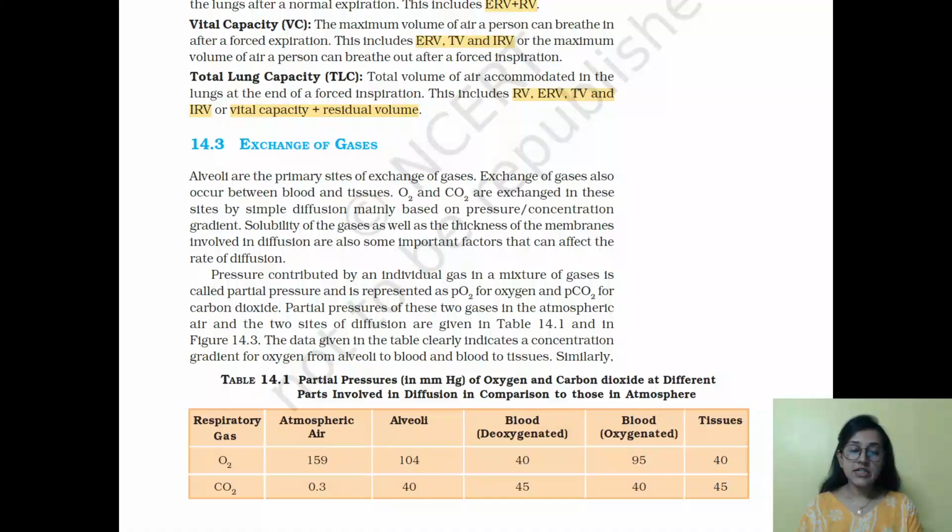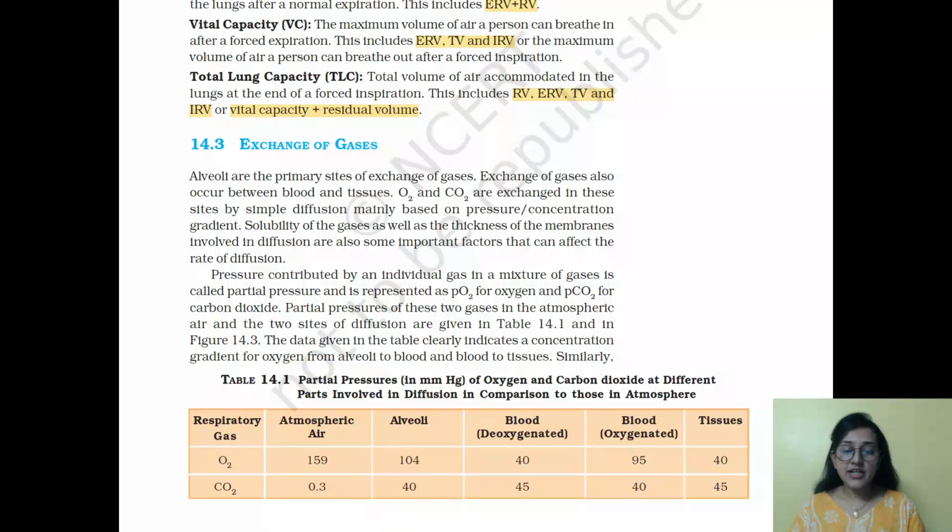So first, study about oxygen. When the respiratory gas is considered oxygen, the atmospheric pressure is 159 millimeter mercury. In the alveoli, the partial pressure of oxygen is 104 millimeter mercury. In deoxygenated blood, it is 40 millimeter mercury. In oxygenated blood, it is 95 millimeter mercury, and in the tissues, it is 40 millimeter mercury again.